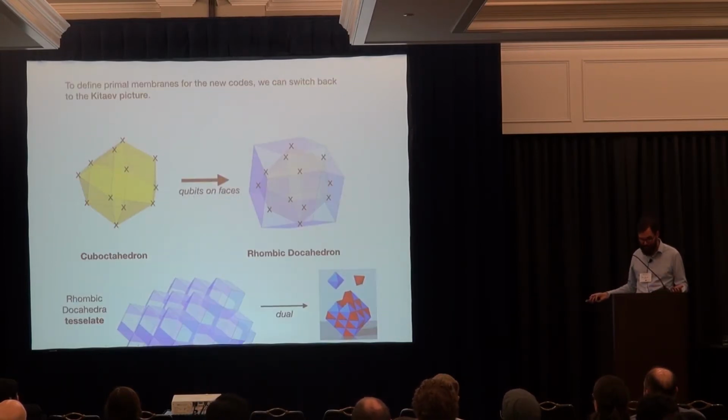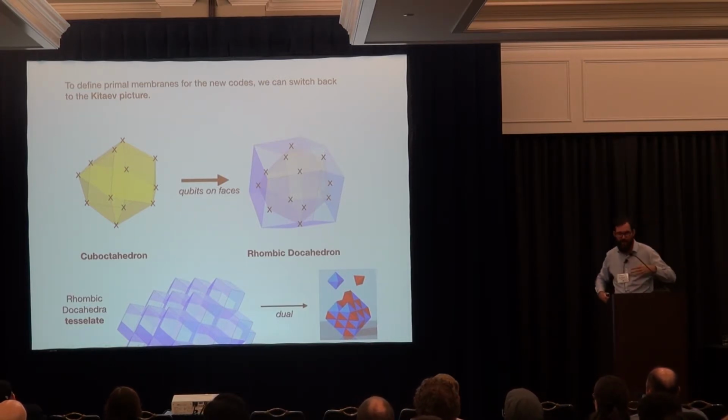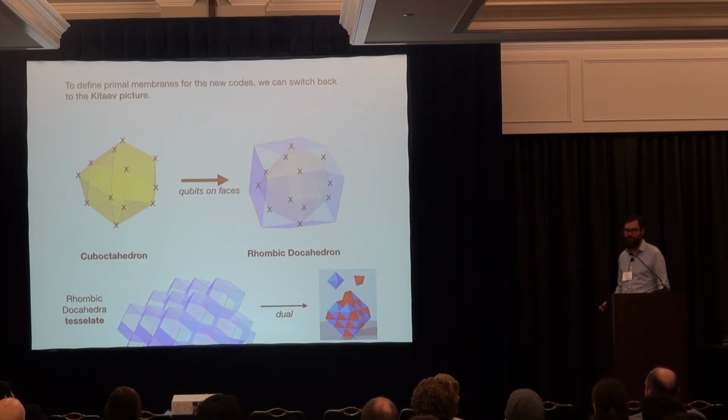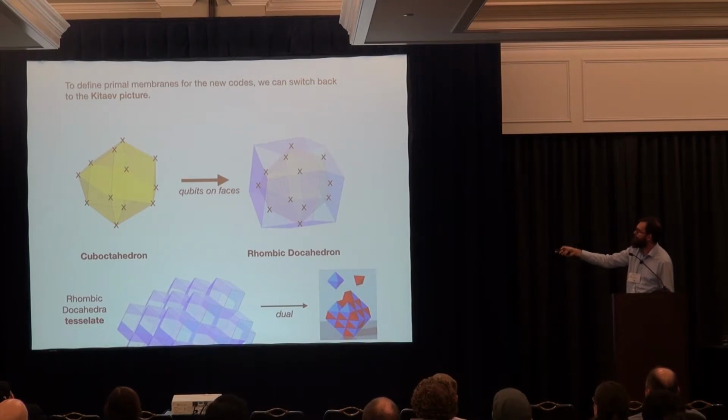Okay, well, let's have a look. In order to identify the boundaries in question, of course, we need to know what are the boundaries that we want in these codes. So we want to define, again, a primal boundary, a smooth boundary, and a rough boundary for these new codes. How do we do that? Well, we need to move back to the original Kitaev picture.